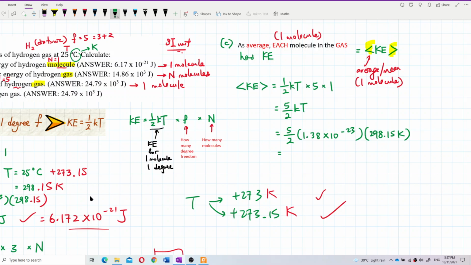1.38 exponent -23 multiply by 298.15 and multiply 5 divided by 2. So my answer is 1.03 exponent -20 joule.